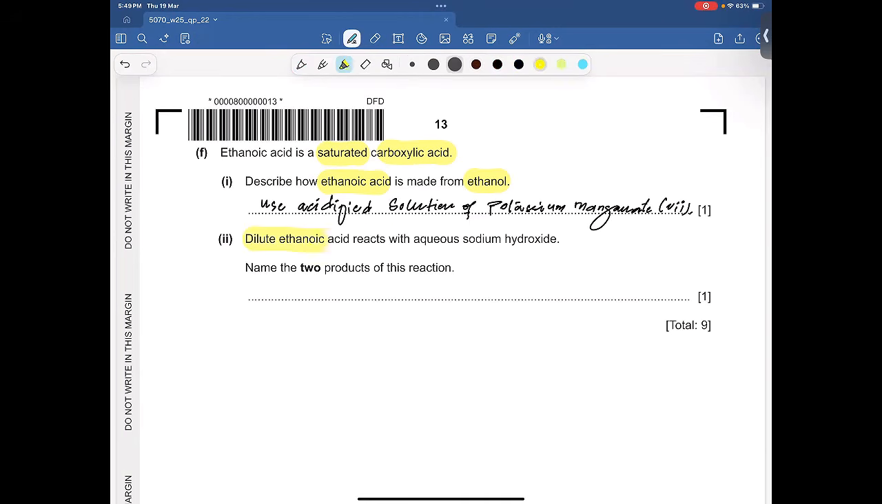Dilute ethanoic acid reacts with aqueous sodium hydroxide. Name two products of this reaction. Ethanoic acid is basically an acid, and when it reacts with an alkali, then salt and water are formed. So the salt is going to be sodium ethanoate, and water. Okay. Let's move on to the next question.